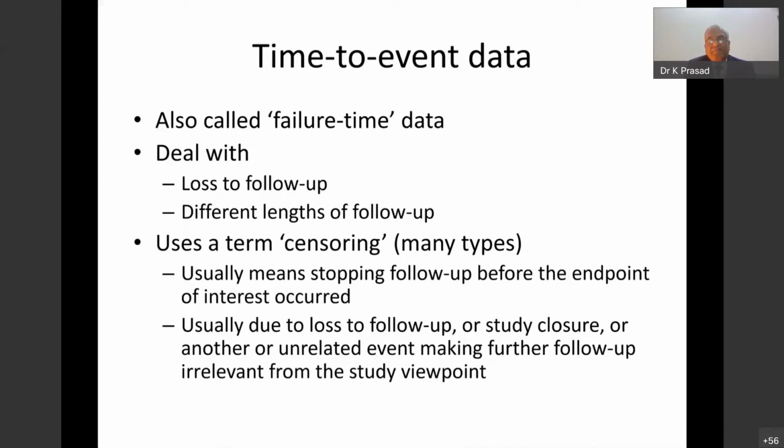Another event may occur. So, for example, if you have patients of HIV, or let's say seropositive HIV, you are following up. Some person meets an accident and dies. That is an unrelated event. So, if an unrelated event occurs, then further follow-up of that individual is irrelevant. Or there is also the possibility that somebody who is being followed up after MI suddenly develops a stroke, and you are not interested to follow up further, or if it becomes irrelevant, then also you will censor that subject from that point of time.